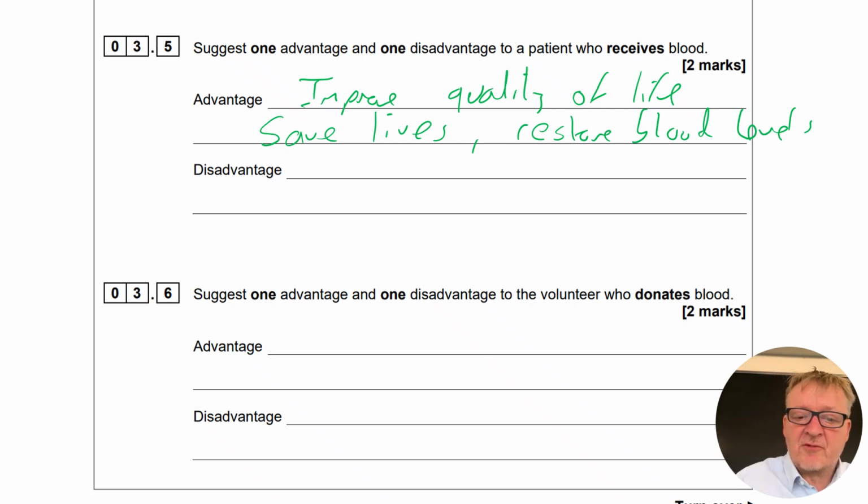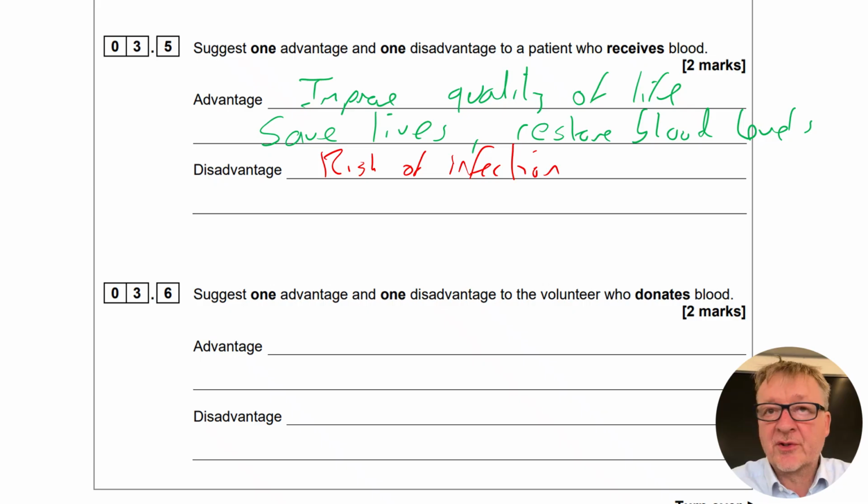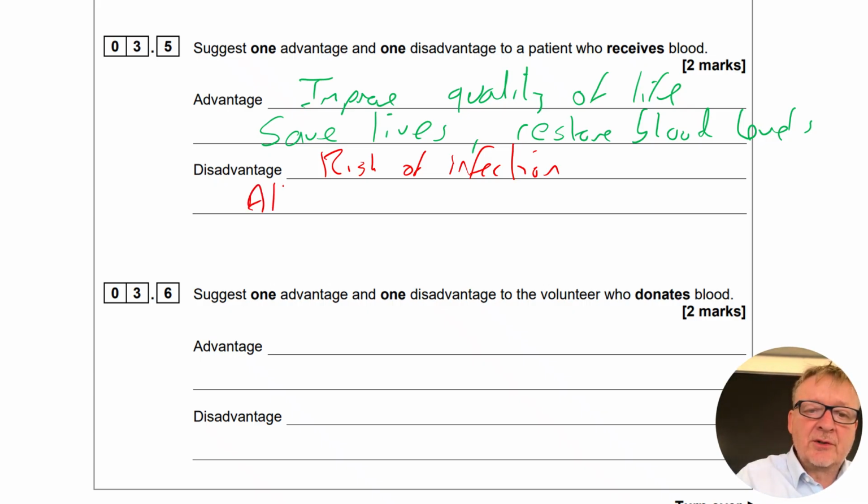Disadvantages, okay, so let's do it in red. Let's be mean. There is a risk of infection. So if you get blood taken out of you, there's obviously a puncture wound in your arm, you could get an infection. You could get an allergic response. And you could get bruising.